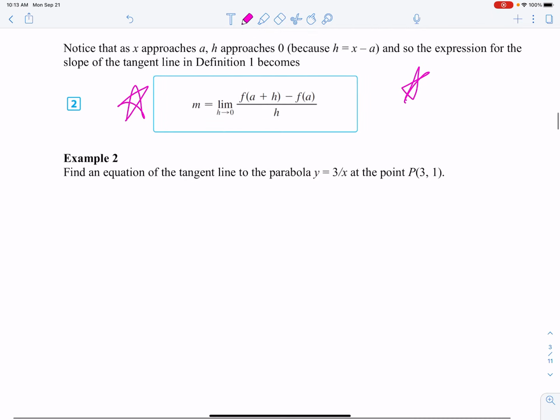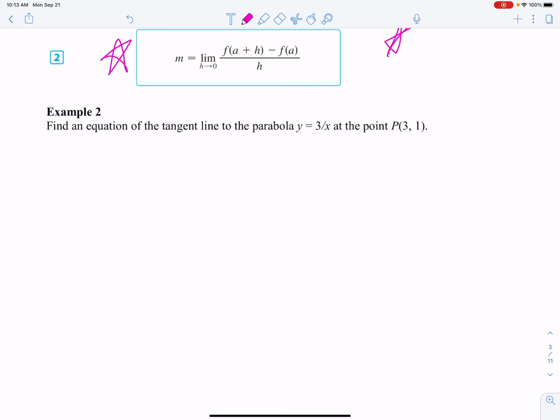All right, so find an equation of the tangent line to the parabola y equals 3 over x at the point 3, 1. So this one's going to take a little bit of work. It's definitely going to exercise your algebra skills. So again, we need to find the slope first, right? We have a point, we need a slope, then we can put it together and create the equation of a line. So here we go.